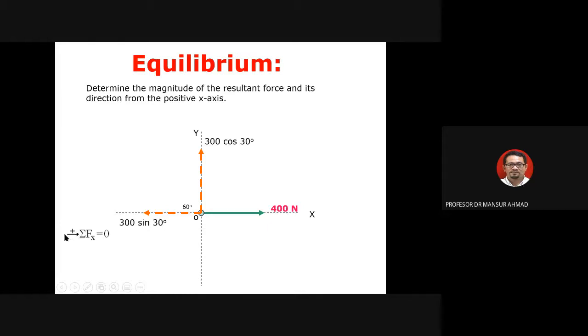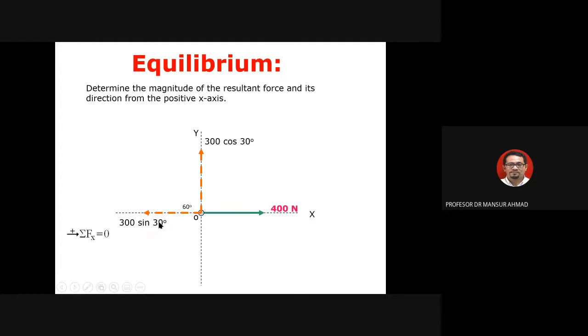When I start with this, this is the static way of solving force problems. So when I sum forces in x direction, I'm just looking at all the forces on the x-axis, which is this one, the first one, and then the second one. Ada dua, there are two: 400 Newton and also 300 sine 30.